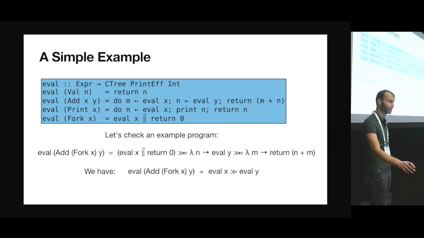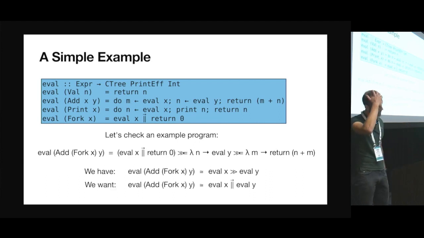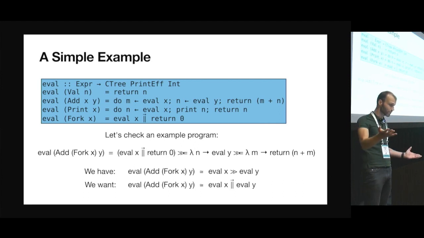So what it actually does is it first evaluates x, and then afterwards it evaluates y. So there's no actual parallelism going on. It's kind of disappointing since we have a fork in there. What we actually would expect is that the two are evaluated in parallel, right? But this does not happen. So clearly something is wrong with the semantics that I've shown you.